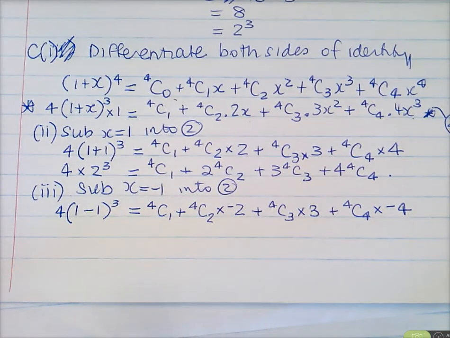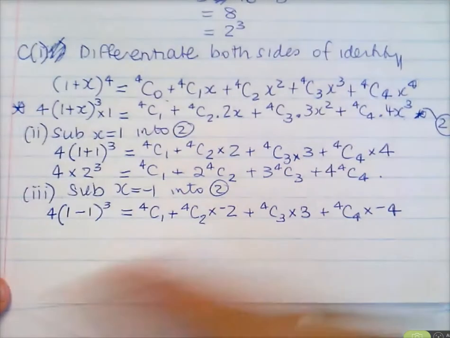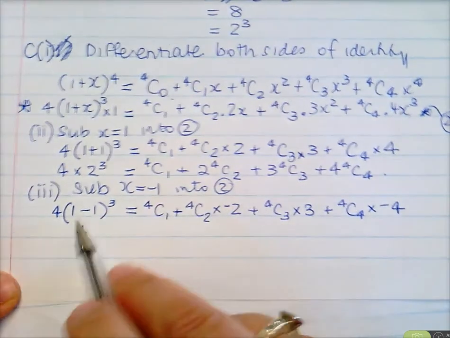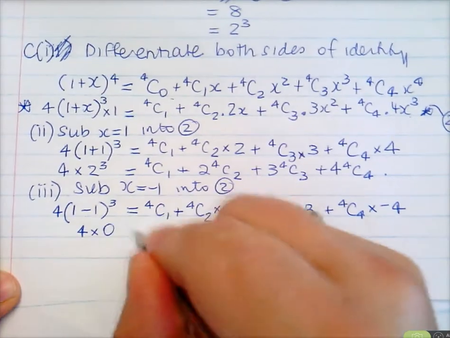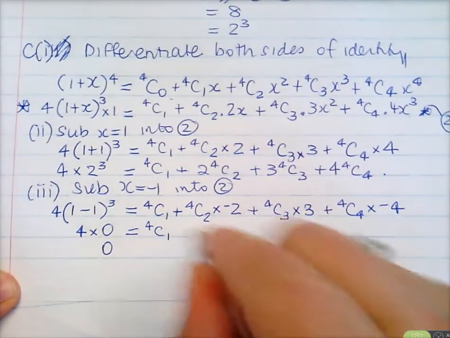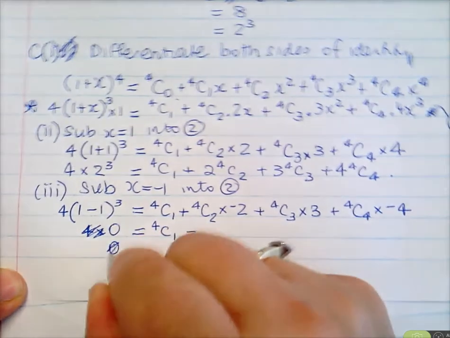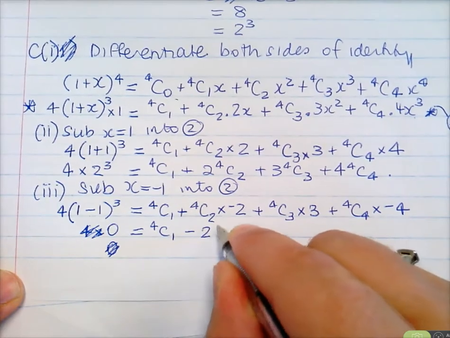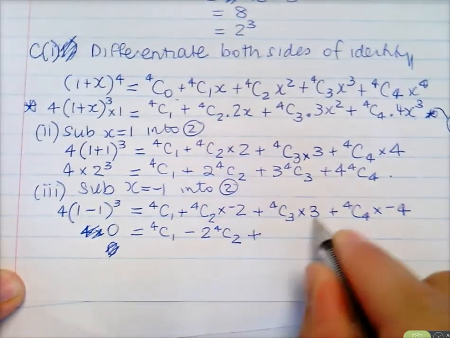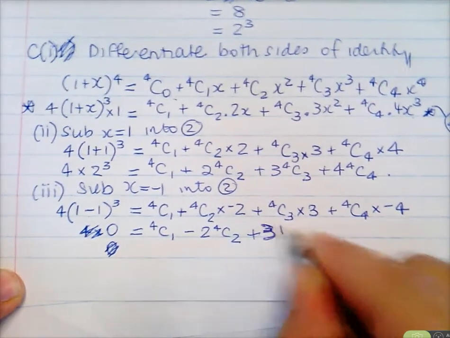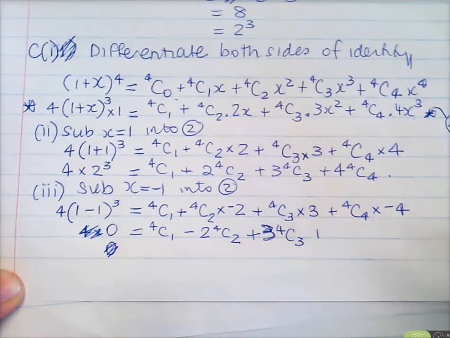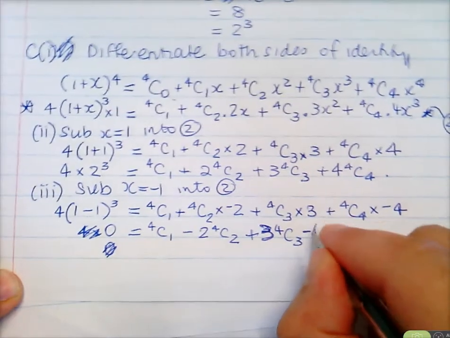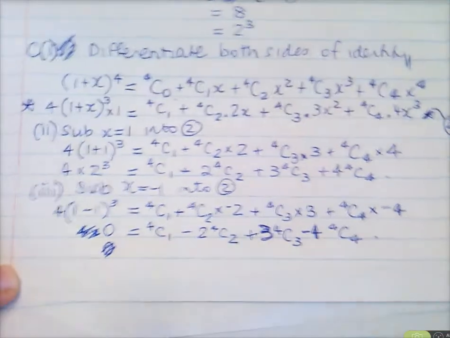So, let's see the result we're trying to get. By substituting x is negative 1, you have to show the result there. What do you get here? What's 4 times this? 0. And here, what do we get? 4 choose 1 minus, so I'm just going to put it as 0. Obviously, it's 0. What do I get here? 4 choose 2 times negative 2. Can I just write it as minus 2, 4 choose 2, plus 3, that's a big 3, by the way, 4 choose 3, what's next? Minus 4, 4 choose 4. Done.